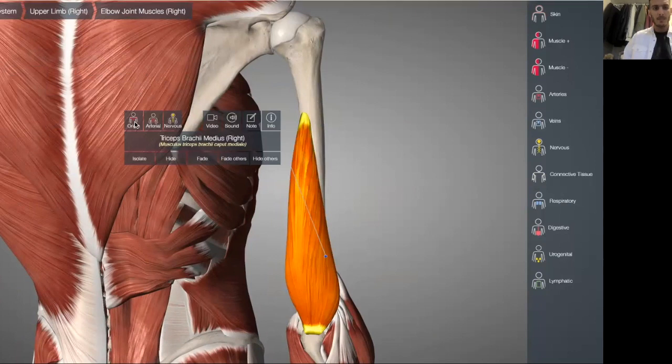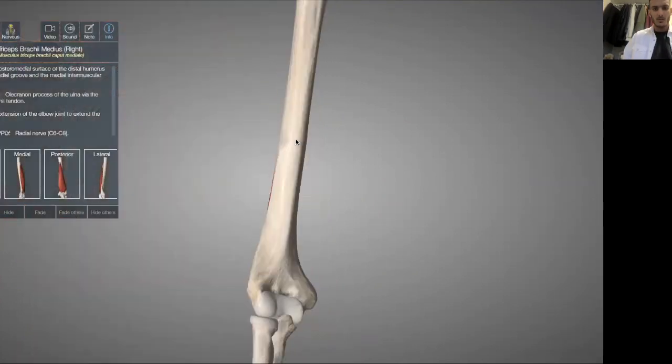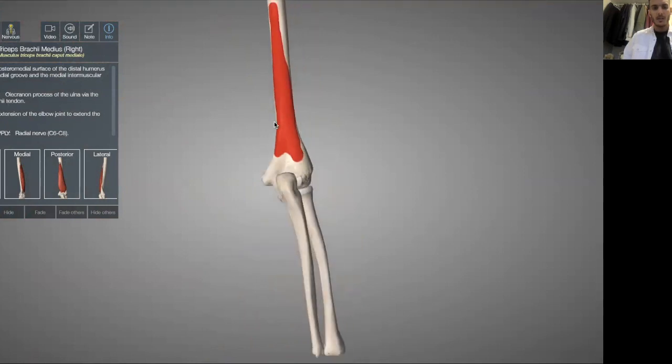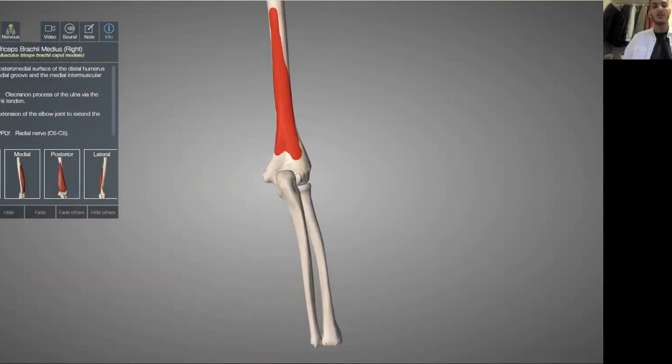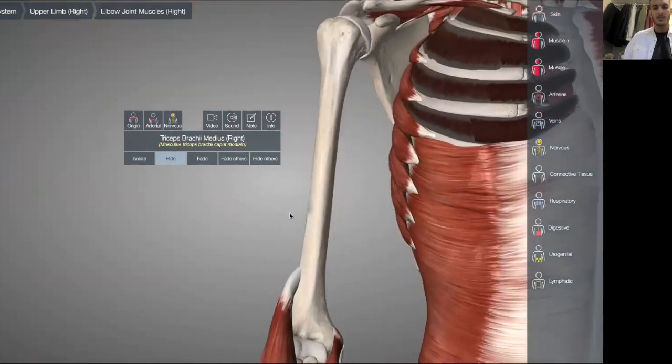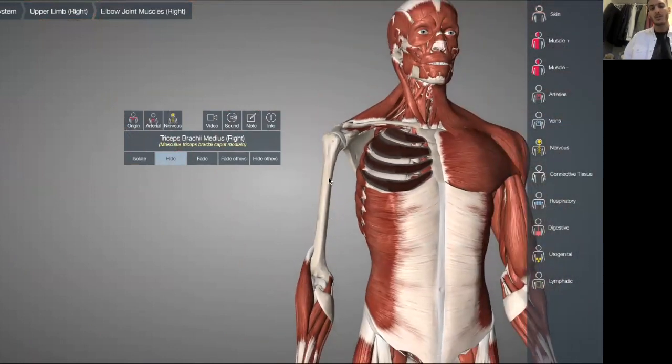head. The origin right here is on the posterior medial surface of the distal humerus, below the radial groove and the medial intermuscular septum. Okay, and the insertion of it is on the olecranon process, just like everybody, through the tendon of the triceps, just like the other heads. Extension, of course, and the nerve supply is the radial nerve. So that was the triceps, and so these are basically the muscles of the arm, just above the elbow.